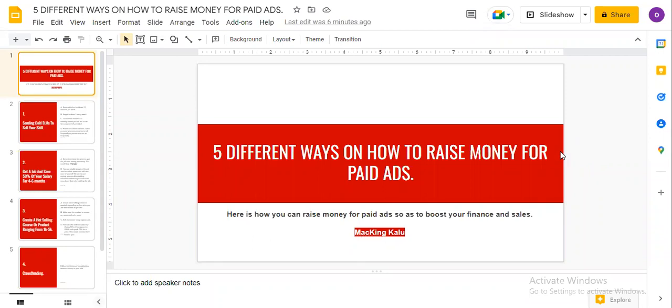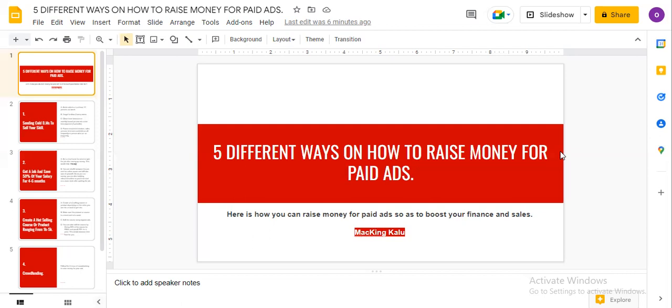And today we're going to be talking about 5 ways you can raise money for your paid ads. Now, I've discovered that one of the ways through which your business can succeed is if you run paid ads, not just organic ads. I mean paid ads: you paying Facebook and Instagram for adverts, so that they help you show your products to your target audience, paying TikTok, YouTube, and other social media platforms.